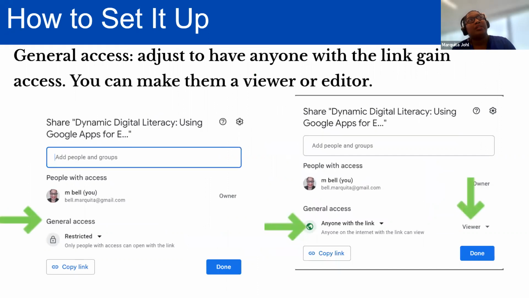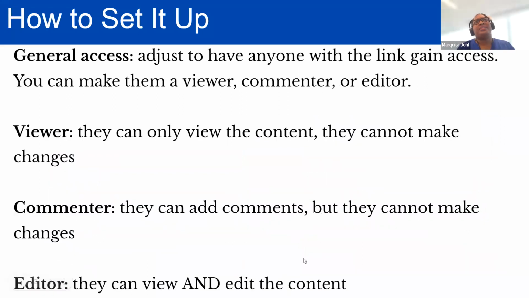Right, and again, you can adjust it at any point in time. It's up to you. And you can also have other owners as well. So if you're collaborating within your organization, you can always add other owners who have access to edit as well. And this is just an overview. General access: anyone with the link can gain access. Viewer, they can only view the content, they can't make changes. Commenter, they can add comments but cannot make changes. So this actually might be a really good one for students doing peer review for their writing. And then editor, they can view and edit the content.